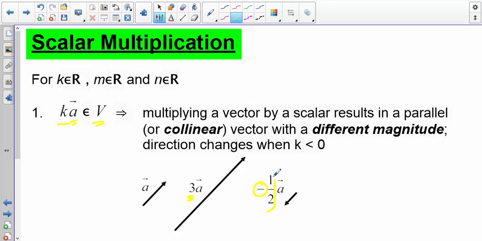And multiplication by a fraction would compress the magnitude of that vector. You can see by these three diagrams, if we started off with vector A multiplied by 3, it's 3 times longer, same direction because 3 was positive. And if we took the vector A and multiplied it by negative 1/2, it would turn in the other direction because of the negative, and it would be half as long in magnitude because it is 1/2 vector A.